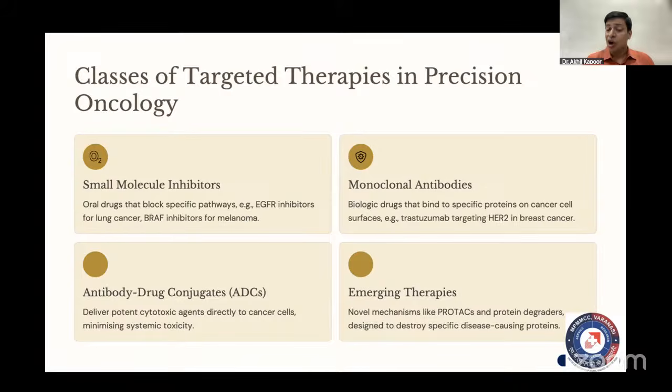So these are called small molecule inhibitors. These are tyrosine kinase domain inhibitors. These act on the cell surface of the cancer cell, and inhibit the pathway. There are multiple other drugs. The most important other one is monoclonal antibody. The best example is trastuzumab.